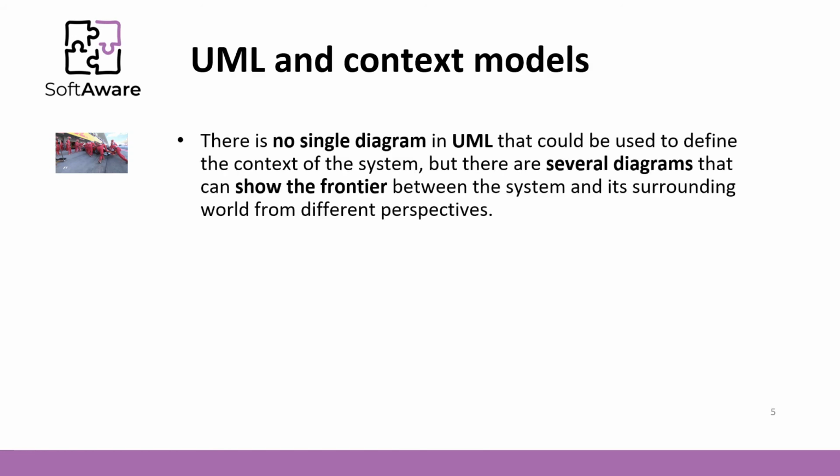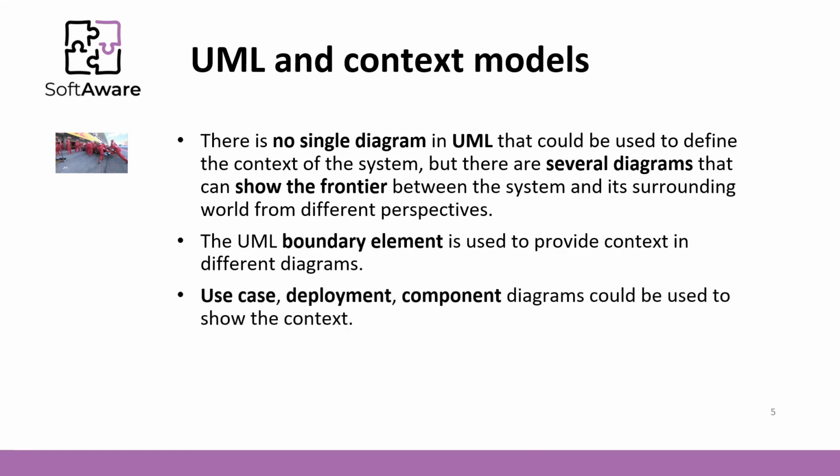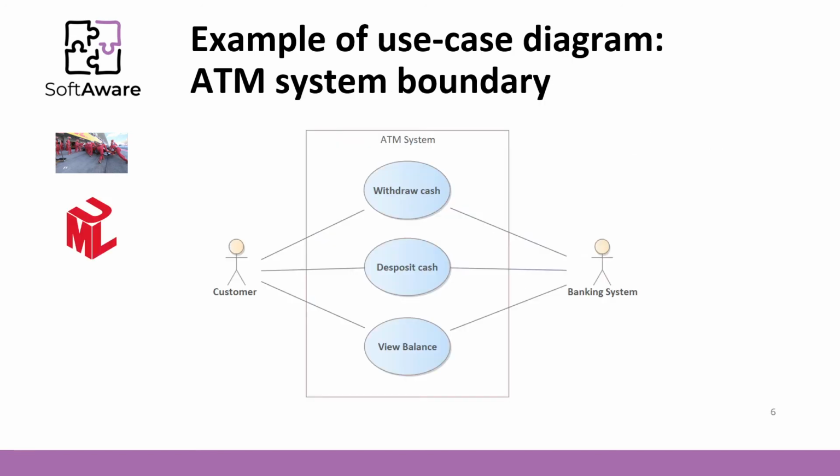There is no single diagram in UML that could be used to define the context of the system. This doesn't mean that UML cannot be used to show context models. It means that UML doesn't have a specific diagram to represent the context models. The UML boundary element is used to provide a context in different diagrams. Use case, deployment, and component diagrams could be used to show the context. The example of a car rental system was modeled using a deployment diagram.